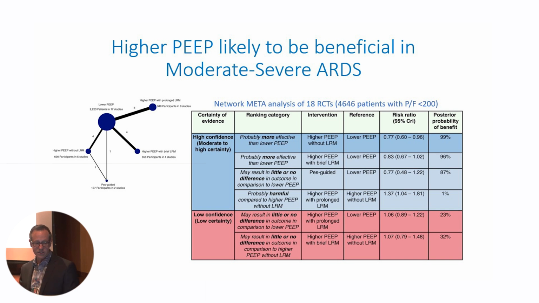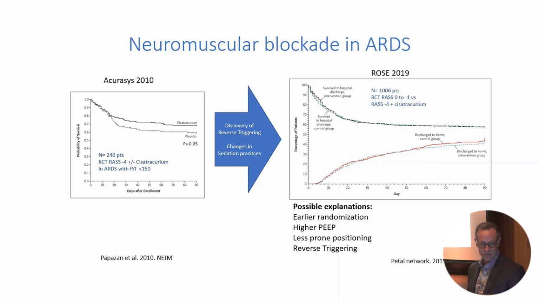But the American Thoracic Society cited this Bayesian network meta-analysis when they made their recommendation. This meta-analysis included 18 randomized controlled trials, including almost 5,000 patients. And the main top-line result was that they found the posterior probability of benefit for a higher PEEP strategy was 99%. Over here, 99% the posterior probability of a benefit of a higher PEEP strategy. So this was the evidence that the ATS used, and that's how we came to the differing recommendation.